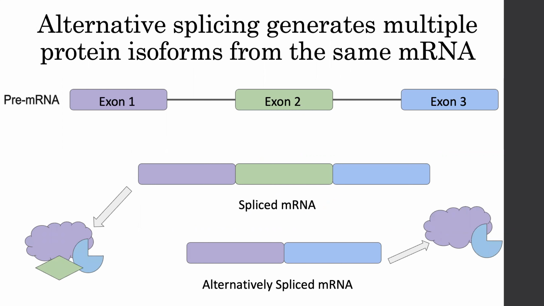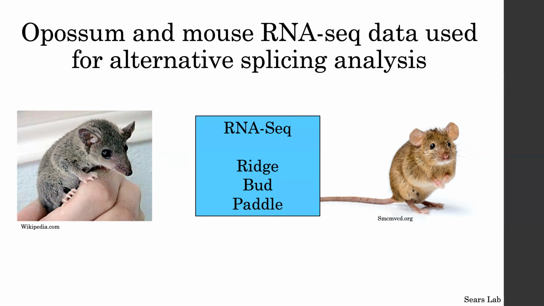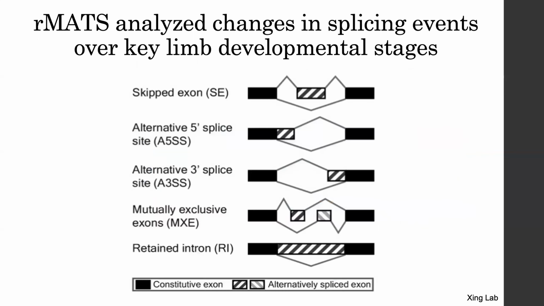To analyze this, I took a previously published RNA-seq dataset from opossum and mouse limbs at the ridge, bud, and paddle stages. I then used a program called rMATS, which analyzes the change in 5 different splicing events shown here between two groups, for example, between the mouse ridge and bud stage, or the bud and the paddle stage.